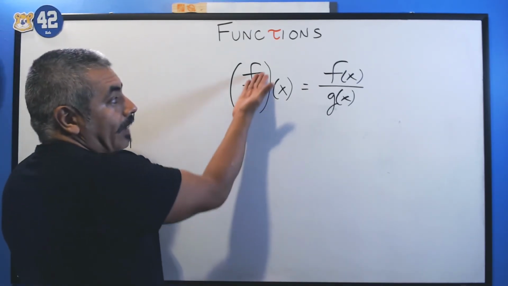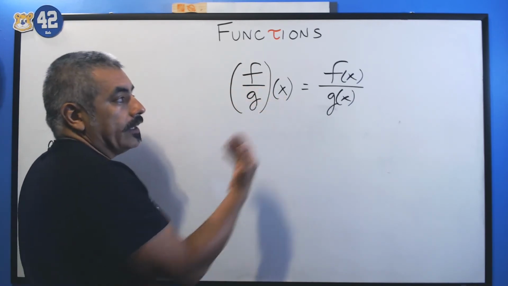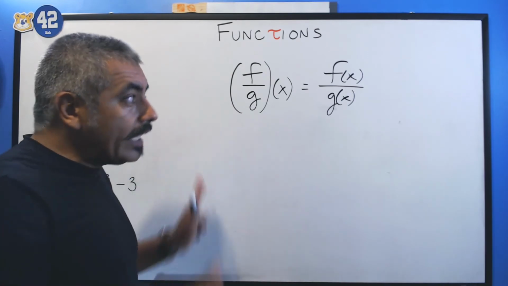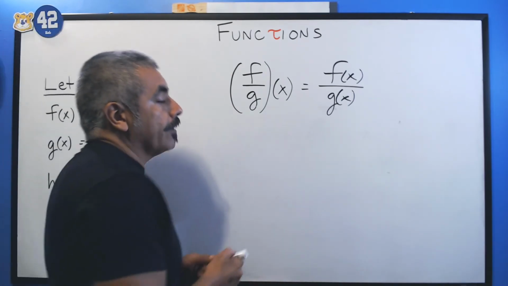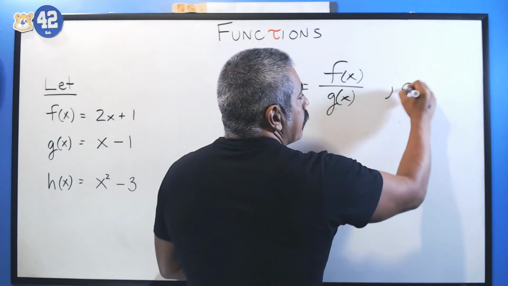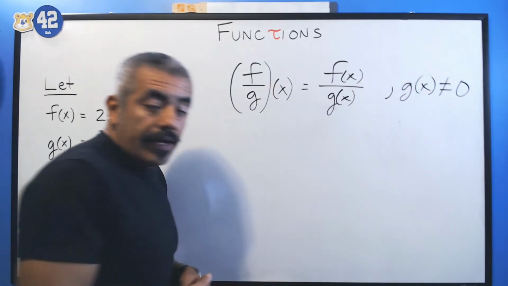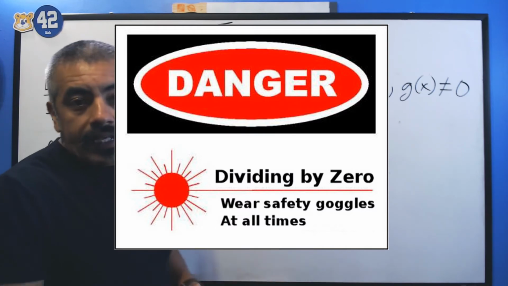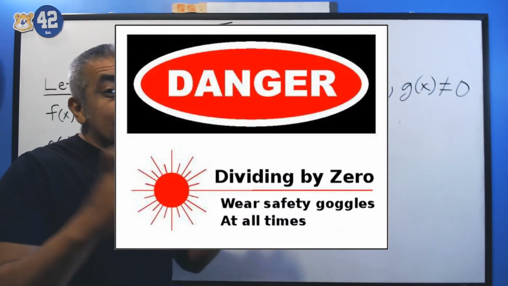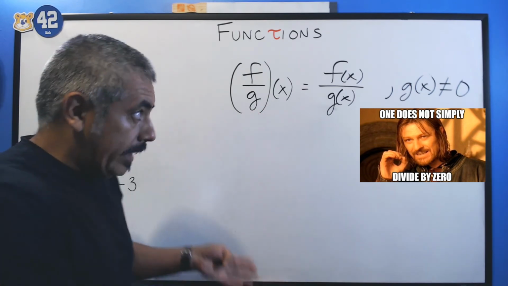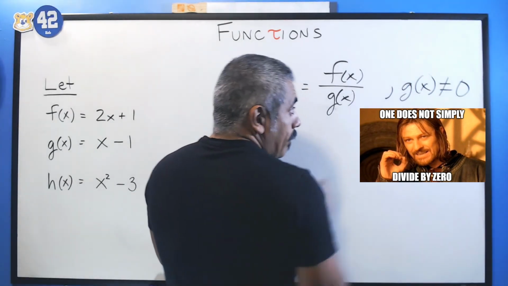And finally, as far as the arithmetic operations on functions go, we have the division or the quotient. So now we have f over g of x, and this is simply f of x over g of x. The only additional restriction we have here is that g of x cannot be 0. We already know that we cannot divide by 0. Dividing by 0 is undefined. Bad things happen when you divide by 0, so we just completely avoid it. So in this case, we make that restriction.